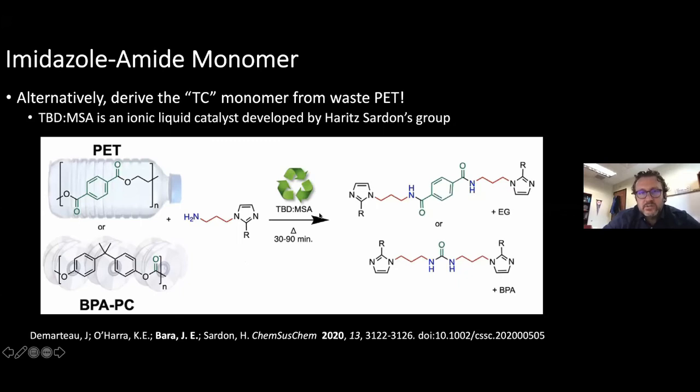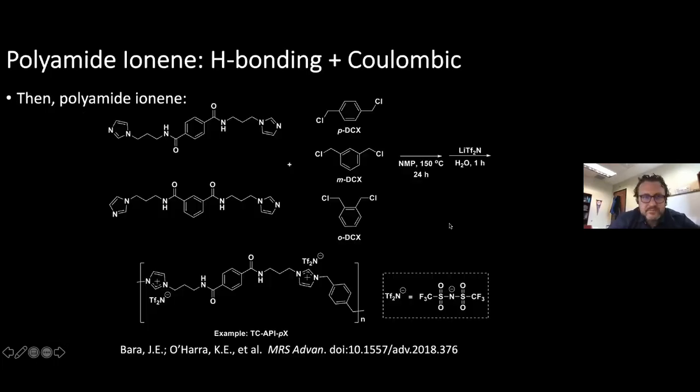So that's quite interesting, that we don't have to go through the traditional route of terephthaloyl chloride to make these. We can actually use plastic waste to do it. So there's some hope for sustainability in these types of polymers as well. Okay, so then if I have the monomer, of course, I have my same strategies with my dichloroxylene examples, and I can make what we call TC API paraxylene. So this one we really like. You'll see in a moment, it's got quite nice properties.